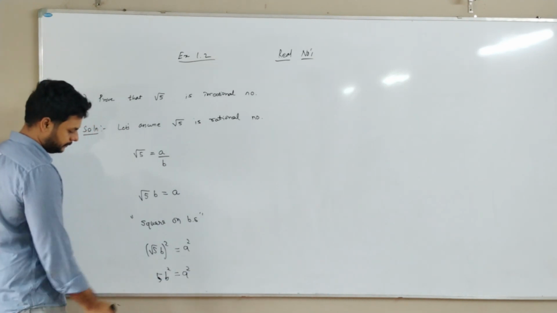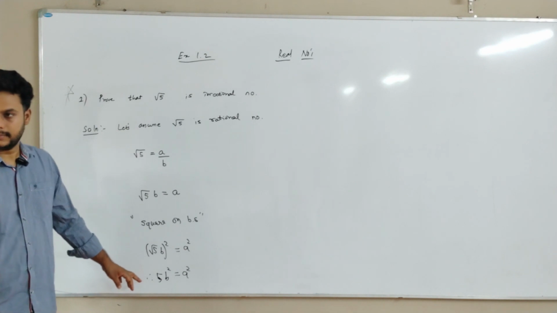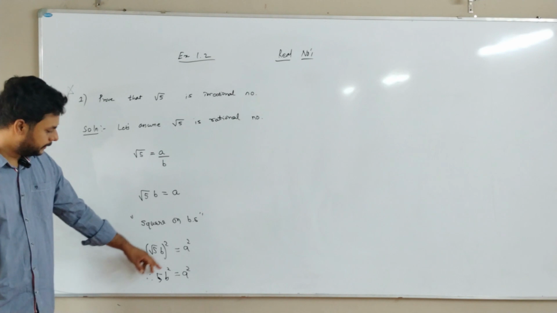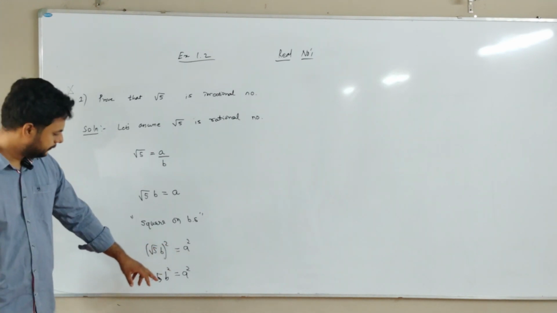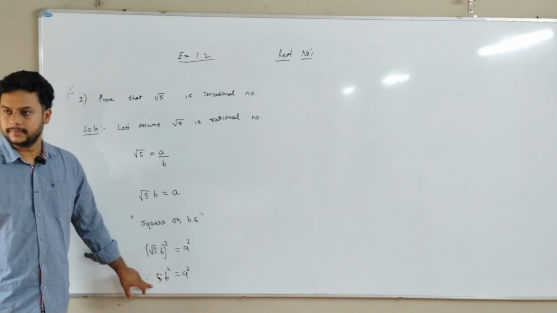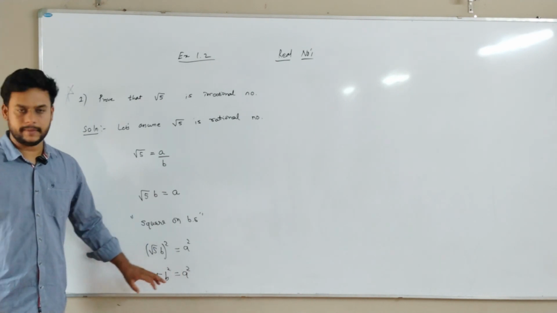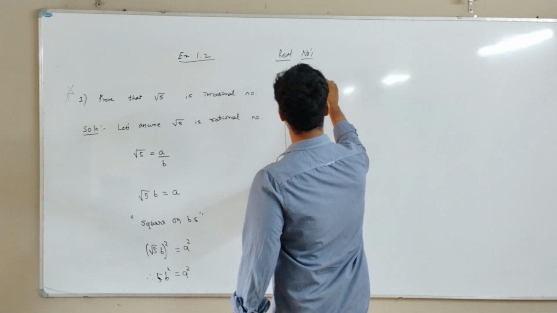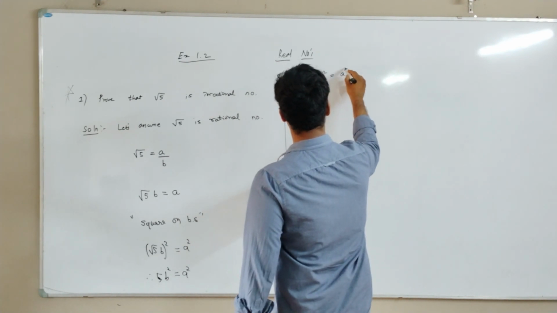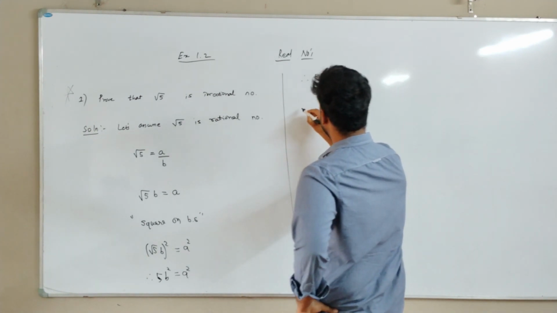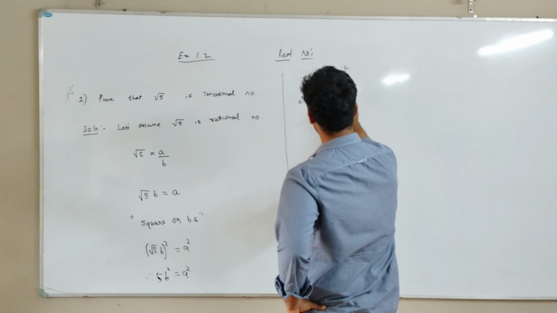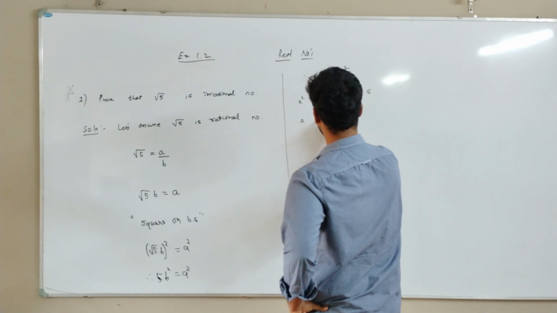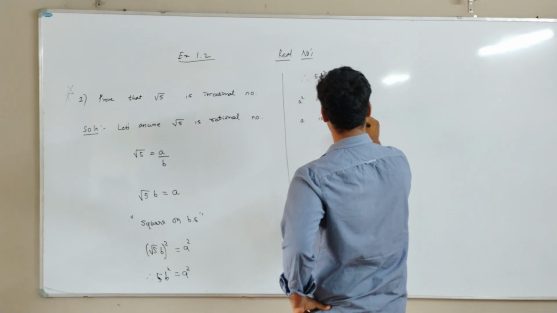Any doubts still here? 5 b square is equal to a square. Now when it appears like this, 5 b square is equal to a square, this means that this a square is divisible by 5 and a is also divisible by 5. So I'll write one sentence here. Once again, 5 b square is equal to a square. That means a square is divisible by 5 and a is also divisible by 5.